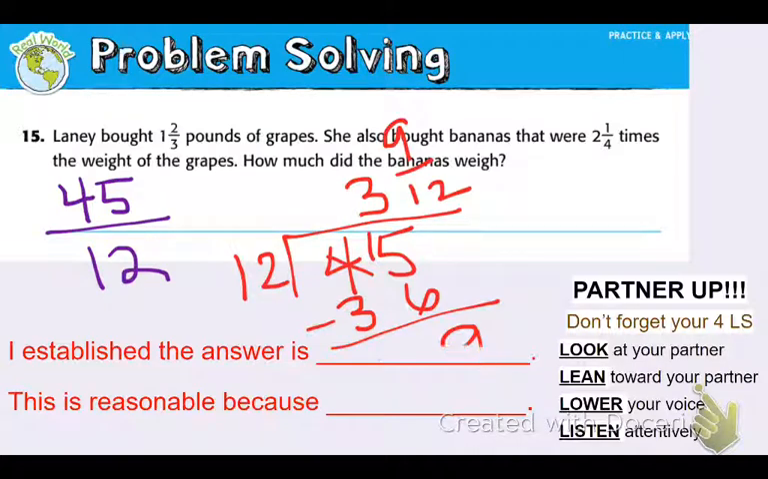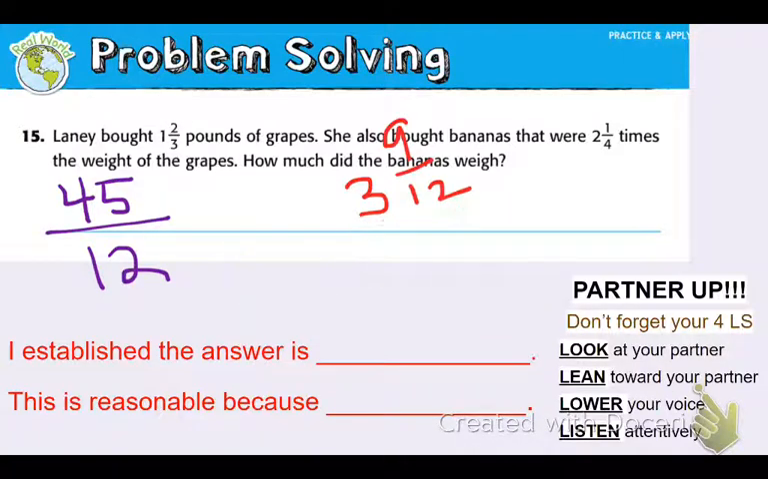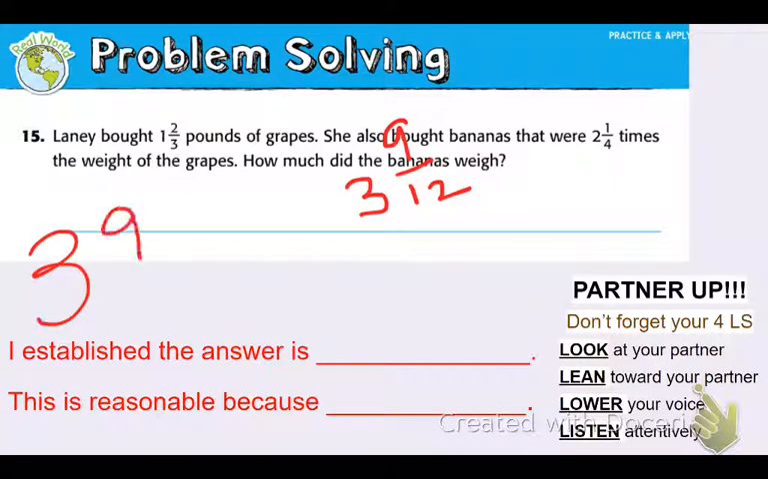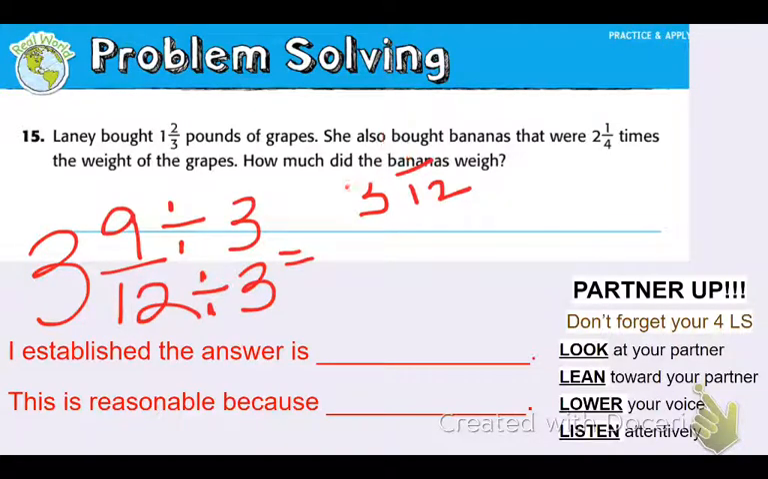Well, I established the answer. I better check and see if it's reasonable. It's definitely not reasonable because I have not simplified this number fully. 9 and 12 both share a factor of 3. So I can simplify this more by dividing by 3.